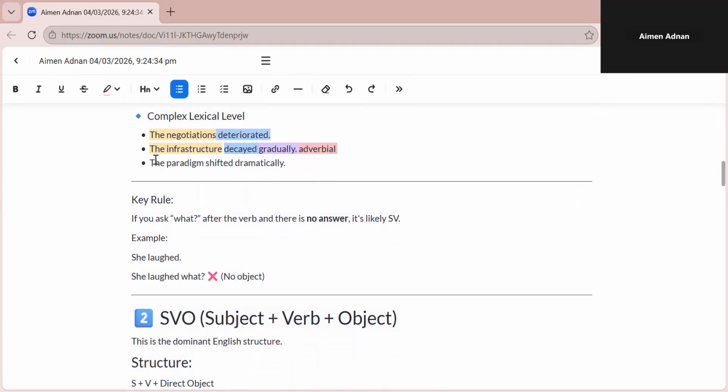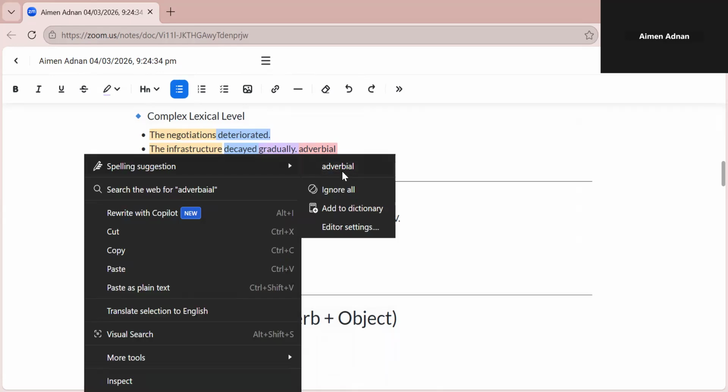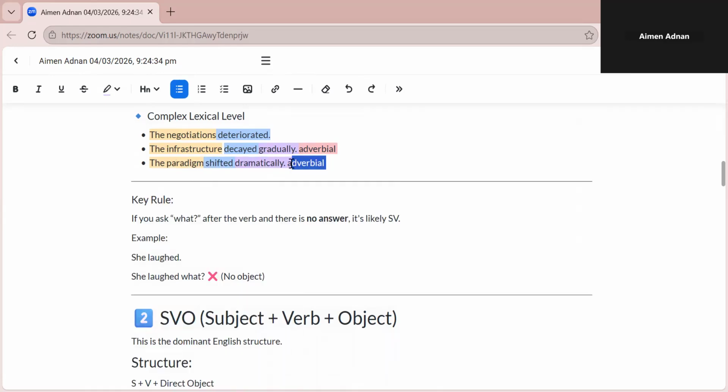The next sentence we have is the paradigm shifted dramatically. Again, the first part is your subject, and shifted dramatically. Shifted is our verb, and then dramatically. Again, we have an adverbial in this sentence. If we look at what question it is answering, you can see that it is answering how. That answer is dramatically, so the shift is dramatic. That is enhancing the meaning of the verb in this sentence.